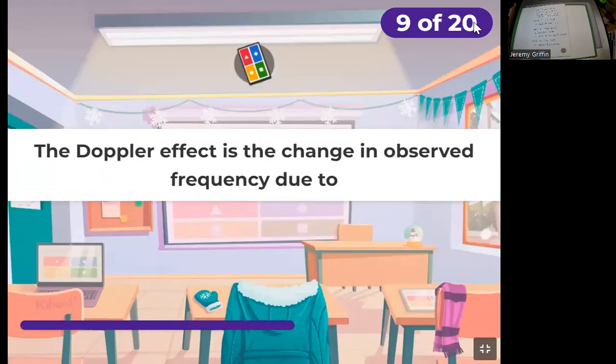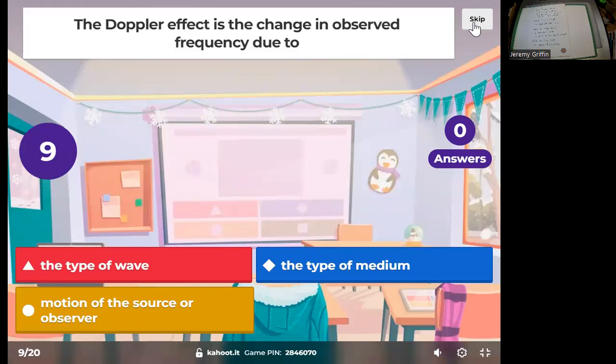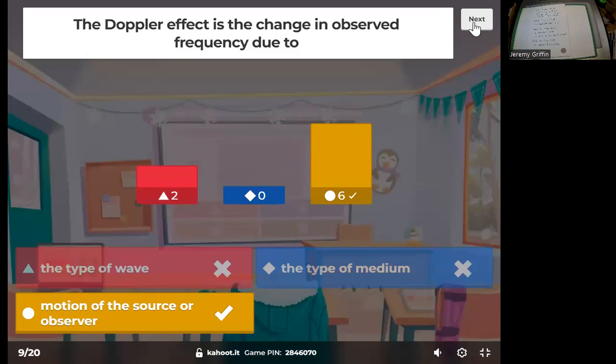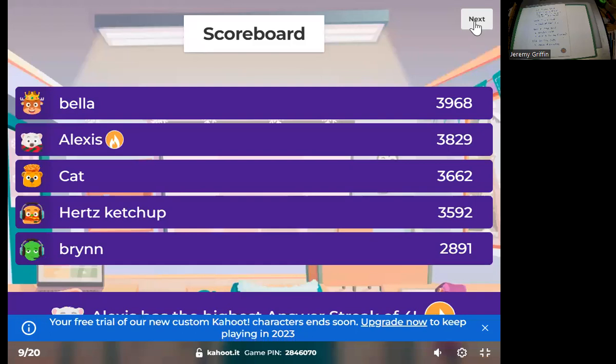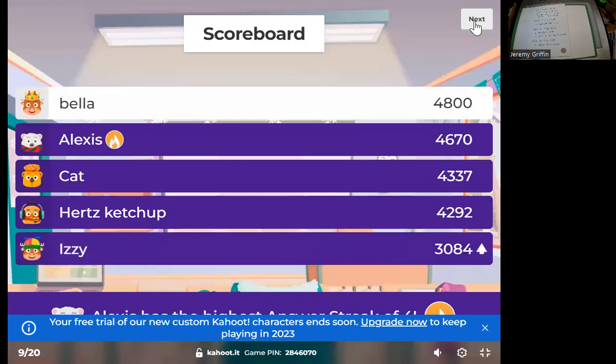The Doppler effect is the change in observed frequency due to motion of something. It could be the source emitting the waves, could be the observer listening. So somebody has to be moving back and forth, or back or forth. Somebody has to be on the move.